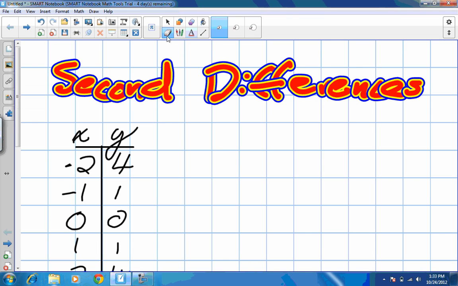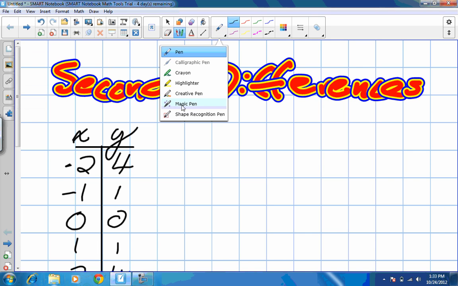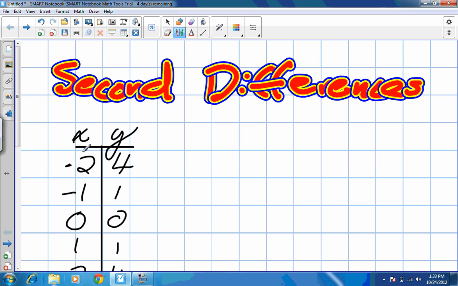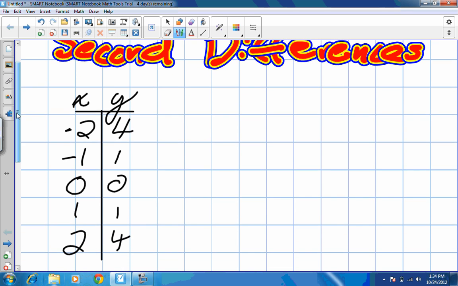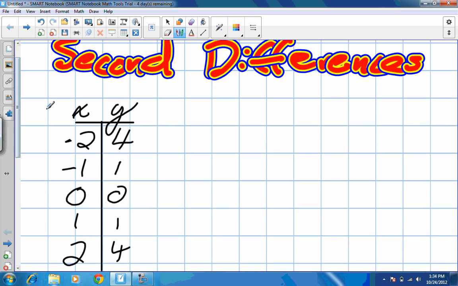Okay, we're going to go over second differences here. Second differences deal with quadratic relations specifically. We have a table, and they've given us x and y values, essentially coordinates. We need to determine from this table whether this is a linear equation or a quadratic. Okay? And we're going to talk about what quadratic is. If you guys remember yesterday, we briefly showed that.